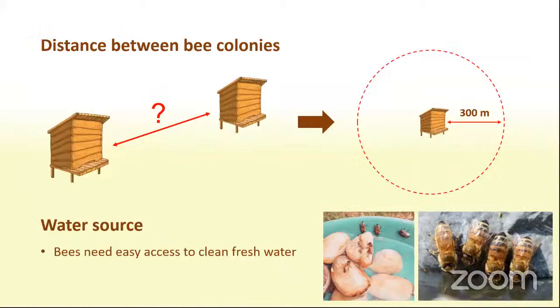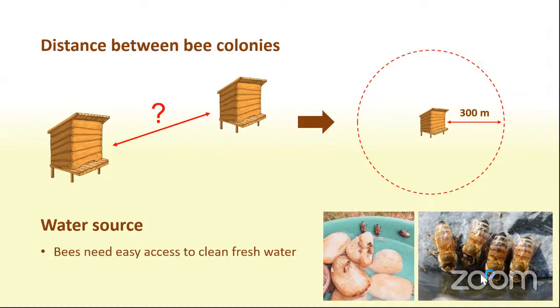Now, how many colonies per apiary? That's a basic question that we asked at the beginning, right? In Apis cerana, normally the foraging distance is around 300 meters. So they go foraging about 300 meters. In this case, it's not necessarily that you have to keep the colonies 300 meters apart. You can keep colonies at a very close distance, maybe 2 or 3 meters from each other, provided that you have enough foraging resources, as I said earlier.